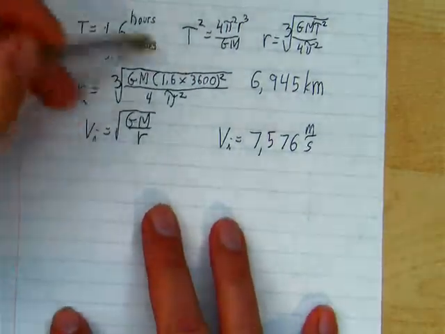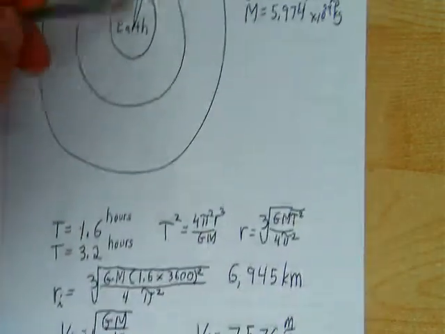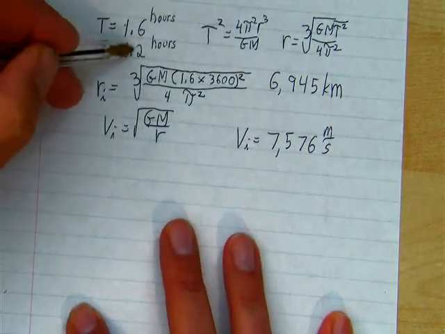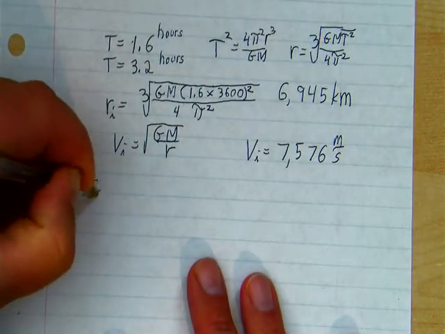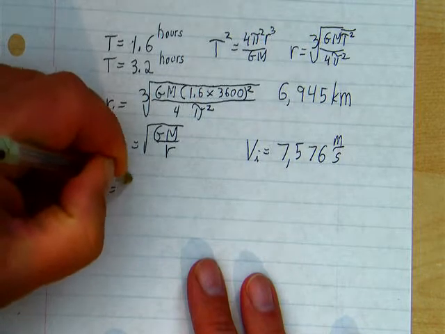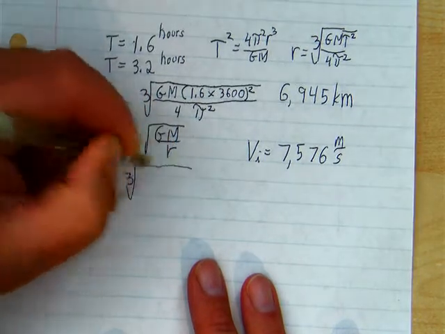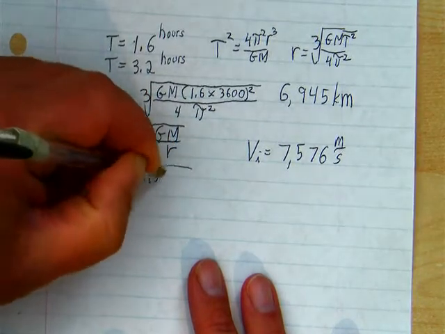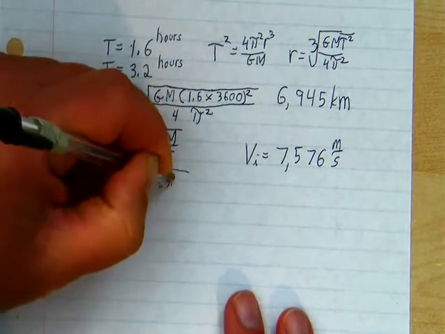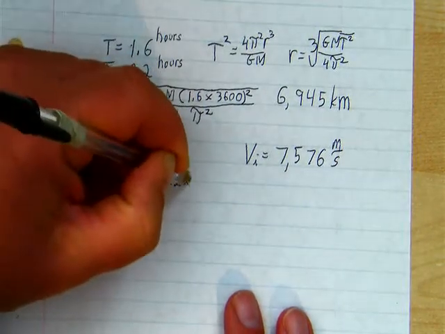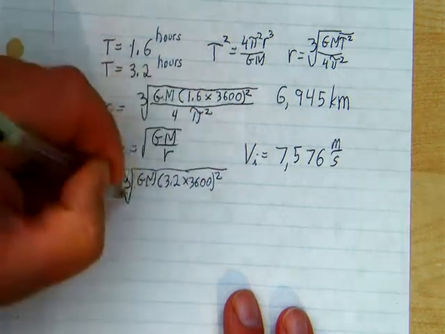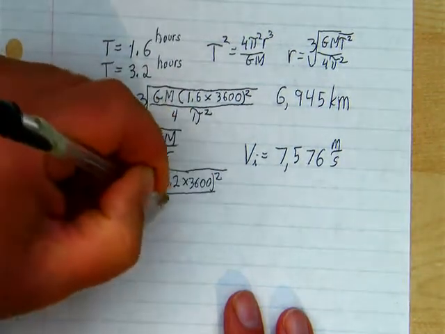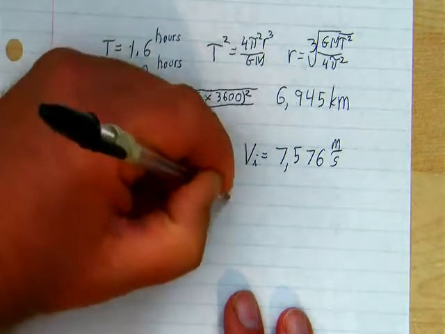Now I do exactly the same thing for the outer orbit. The outer orbit has a period of 3.2 hours. So for the outer orbit radius, it's going to be the cube root of GM, open parentheses, 3.2 times 3,600, close parentheses, squared, divided by 4 pi squared.